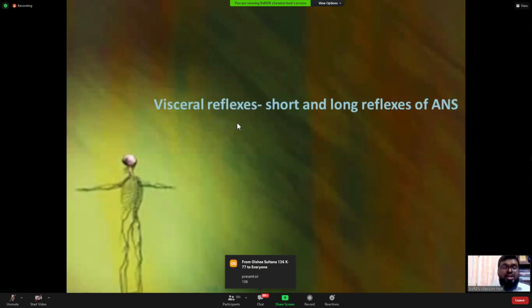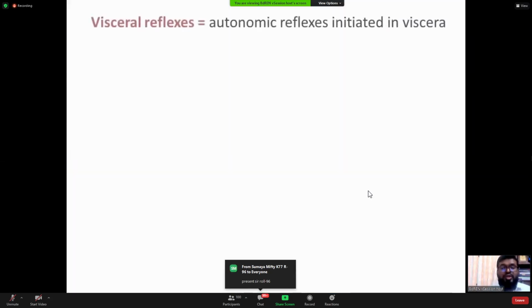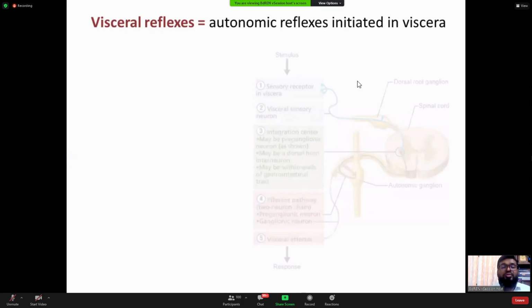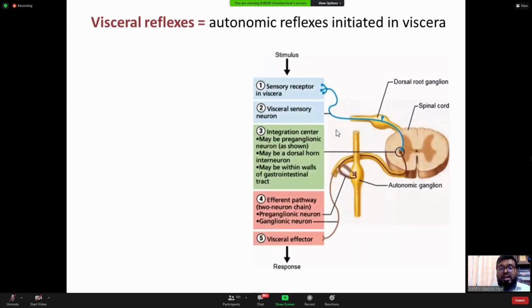So you just come to this idea of what is reflex, and now let us get into it. So what is reflex? You have told it. So visceral reflexes are autonomic reflexes that are generated in the viscera. You can see this is a visceral reflex stimulus, and you know the stimulus for the autonomic nervous system and the somatic nervous system is not the same, right?